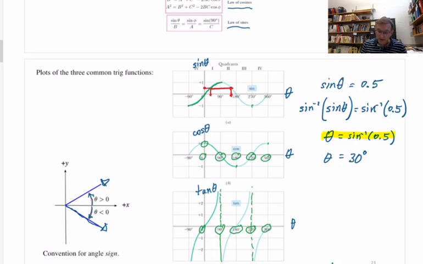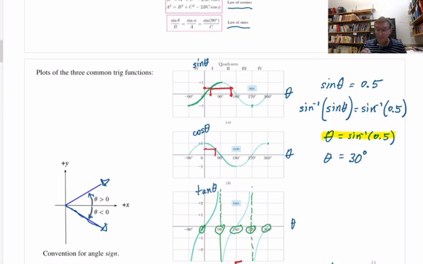Similar kind of thinking applies to the cosine graph or the tangent graph. What if I tell you that cosine theta equals 0.5? What's theta? So let's go to 0.5 on the cosine theta axis, roughly. Go over till we get the curve, and then come down. You can see it's going to be a bigger angle than it was for sine. You take the inverse cosine of 0.5 with your calculator in degree mode, you'll find it's 60 degrees.